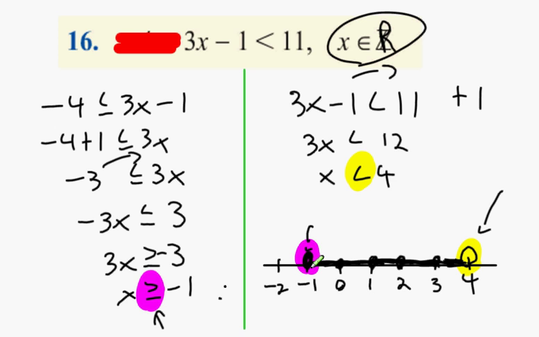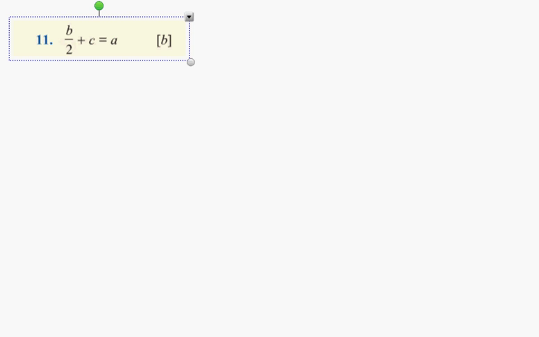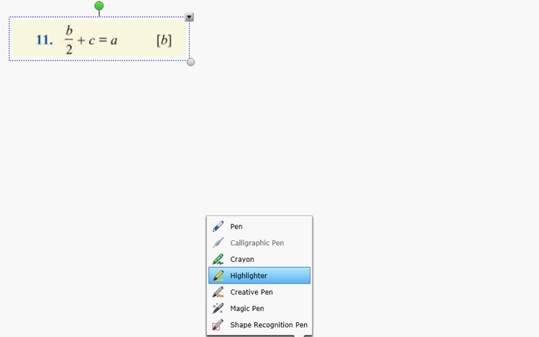Everybody happy enough with that? Alright. 16 minutes in. Okay, anybody tell me what the goal of this question is?